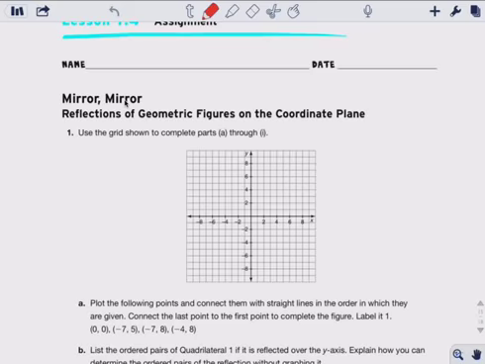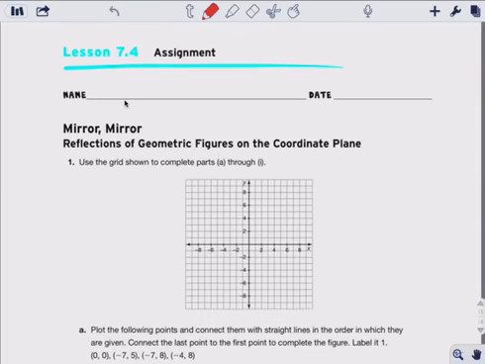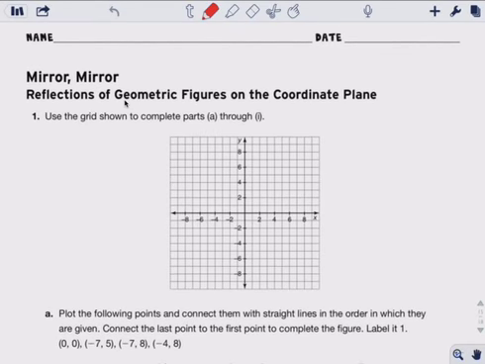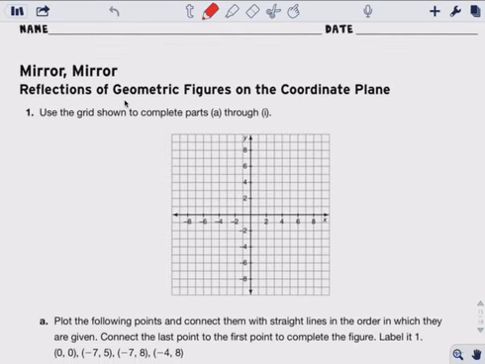Assignment book. Okay, and also the white worksheet. Do not forget to do the white worksheet, and I'll go over that in a minute on another video after this one. Okay, so the first one, it says mirror, mirror, reflection.